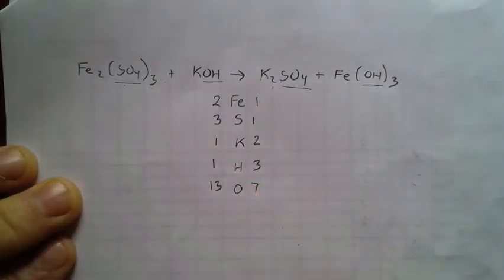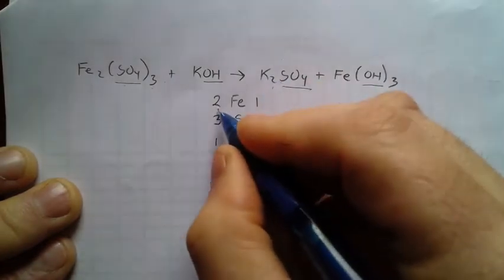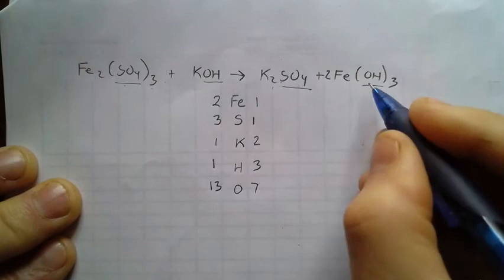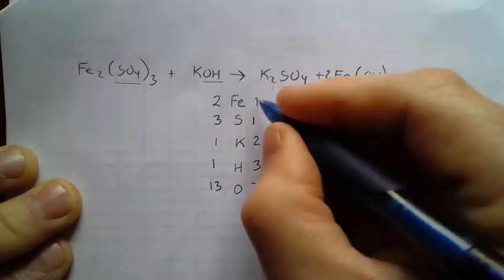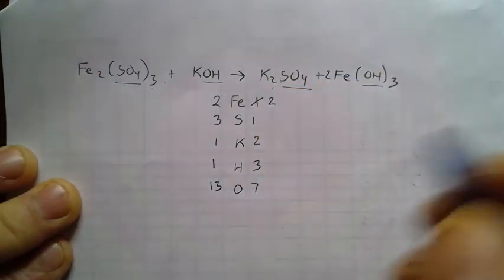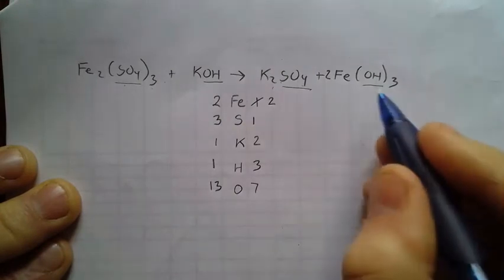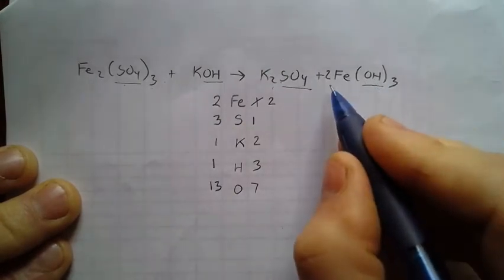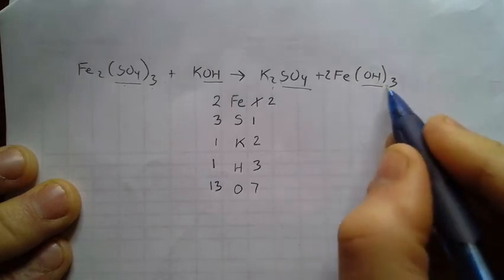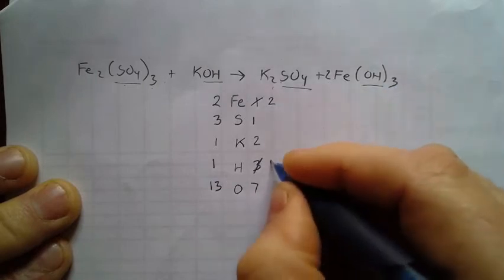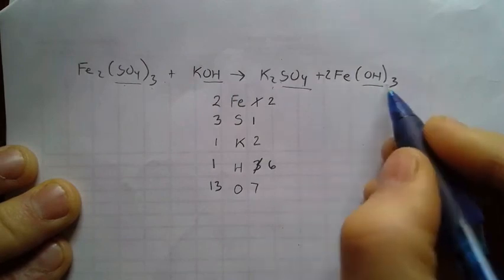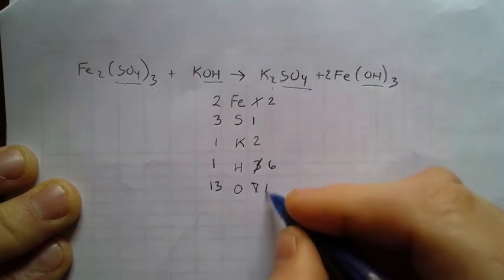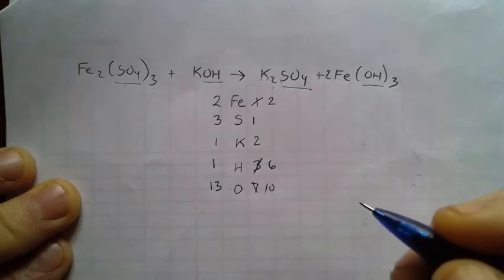So we just start going through and balancing. Iron is 2 here, but 1 there. So we're going to try and put a 2 in front of the iron 3 hydroxide. That changes the iron to a 2, but now we have to recount both oxygen and hydrogen. So we have for hydrogen, 2 times 3 is 6. So now we have 6 hydrogens. Oxygens, 2 times 3 is 6, plus these 4 there. That brings us to 10.